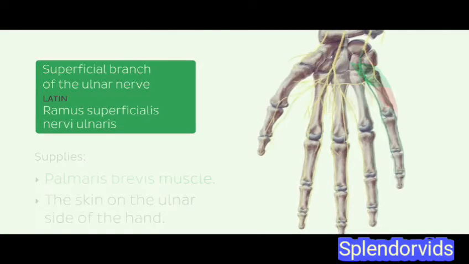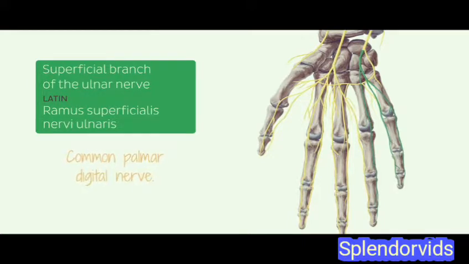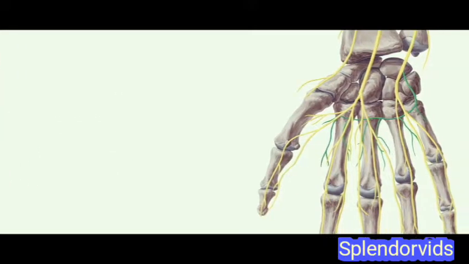The superficial branch of the ulnar nerve divides into a common palmar digital nerve and also a proper palmar digital nerve. As you can see here on this image, the division happening here, the common palmar digital nerves, and then closer to your fingers you have the proper palmar digital nerves coming from the superficial branch of the ulnar nerve. The proper digital branches are distributed to the fingers in the same manner as we've seen on the median nerve.